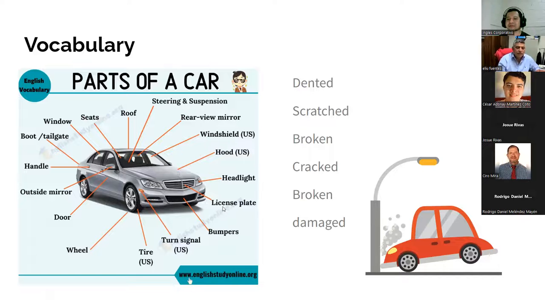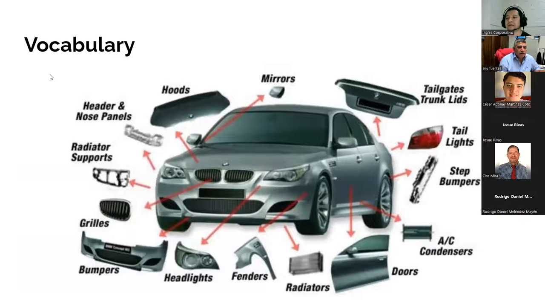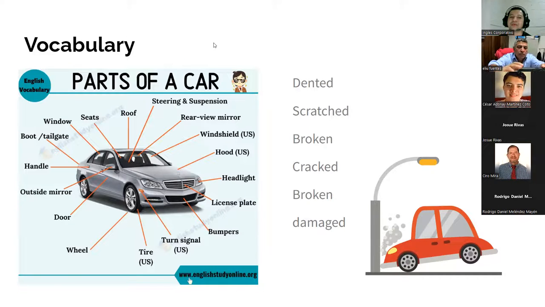The plate. The plate number. Headlight, as Eliu said, right? Headlight. The hood. Many mentioned the hood. Windshield. Rearview mirror is the mirror that is inside, right? And steering and suspension and the roof of the car, right? And the seats, of course, right? So we have many and we are going to use that. I will give you more words for the car if you want to review it, right? Tailgates, taillights, we have a lot, and inside more words. But it's okay with these ones, we will be okay.